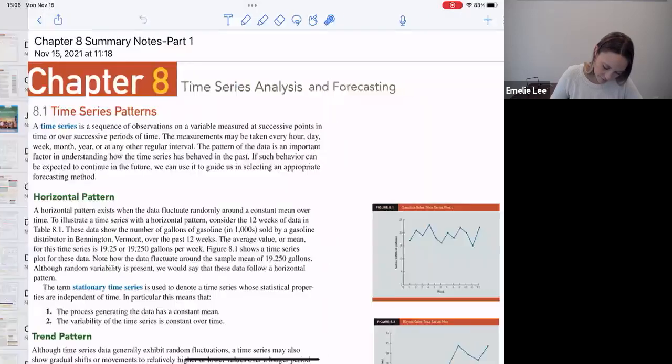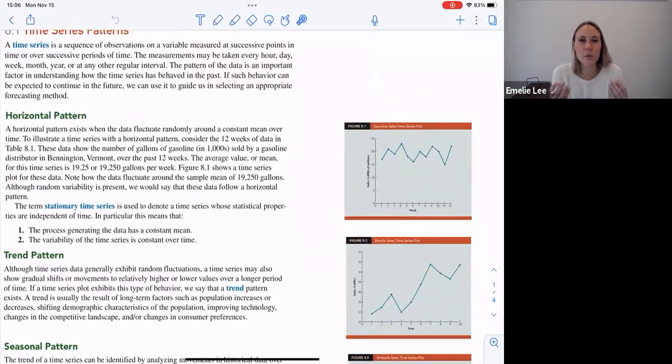There are a couple of different shapes, or at least patterns, that we need to be able to recognize. First we need to talk about what they are so that we can say things like, if you see a horizontal pattern, what does that mean? Then we can say this method only applies if you have a horizontal pattern, or only applies if you have a trend pattern, or something like that. And then we're going to talk about how I know if my forecast was any good.